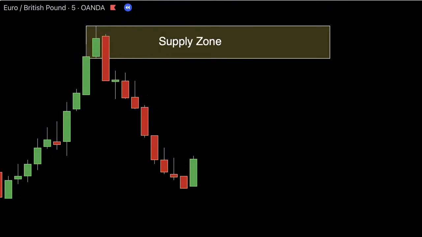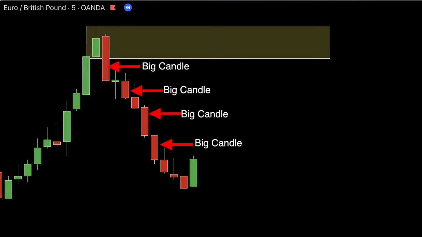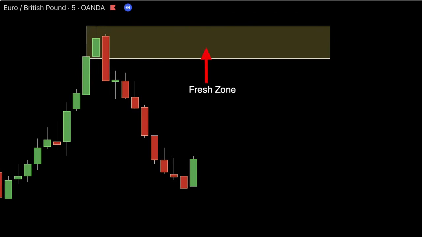Before taking a trade, let's go through the checklist to confirm this supply zone's potential. First, observe the candles that form the move down. They are large, showing strong bearish momentum, indicating institutional involvement, a positive sign that this zone could hold when the market revisits it. This supply zone is fresh, it has not been tested since it formed.